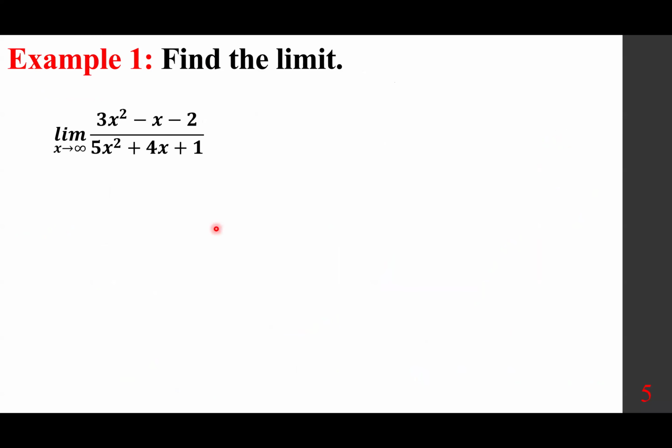All right. We want to take the limit of this rational expression, the limit of 3x squared minus x minus 2 over 5x squared plus 4x plus 1 as x approaches infinity. I've discussed the technique and we will go that route ultimately, but just to get us warmed up, we are going to follow limit laws by taking the limit of the top over the limit of the bottom.